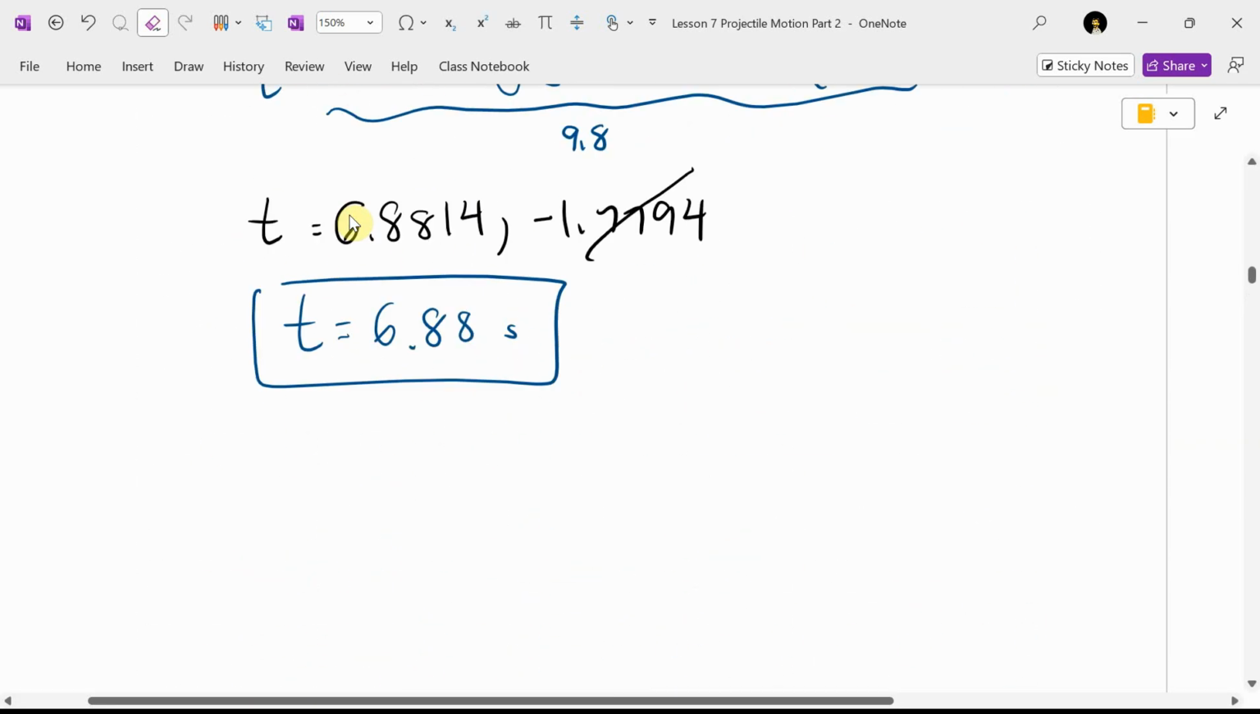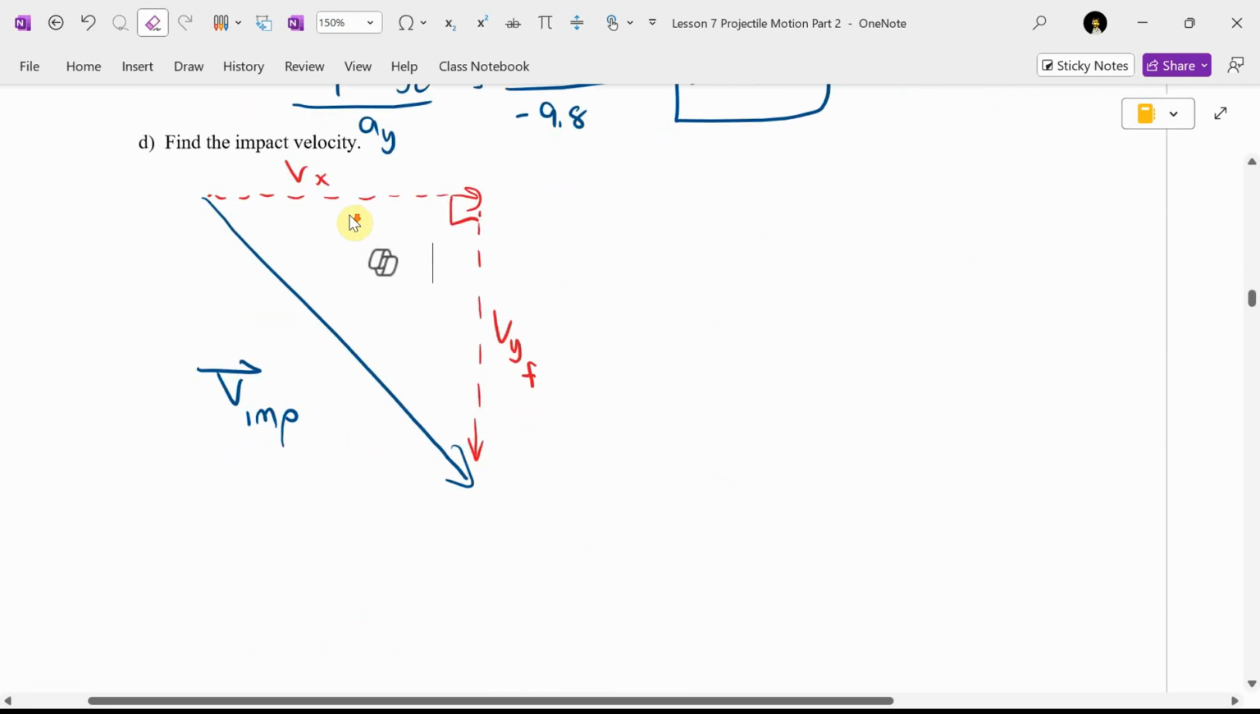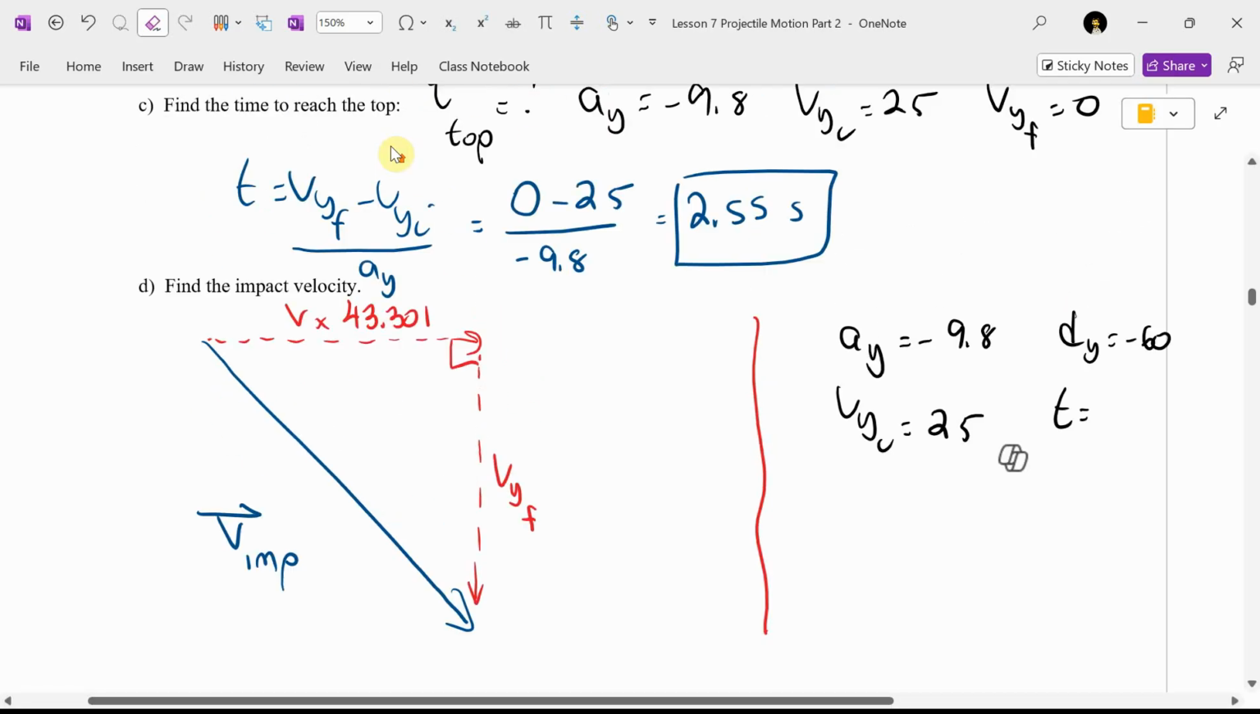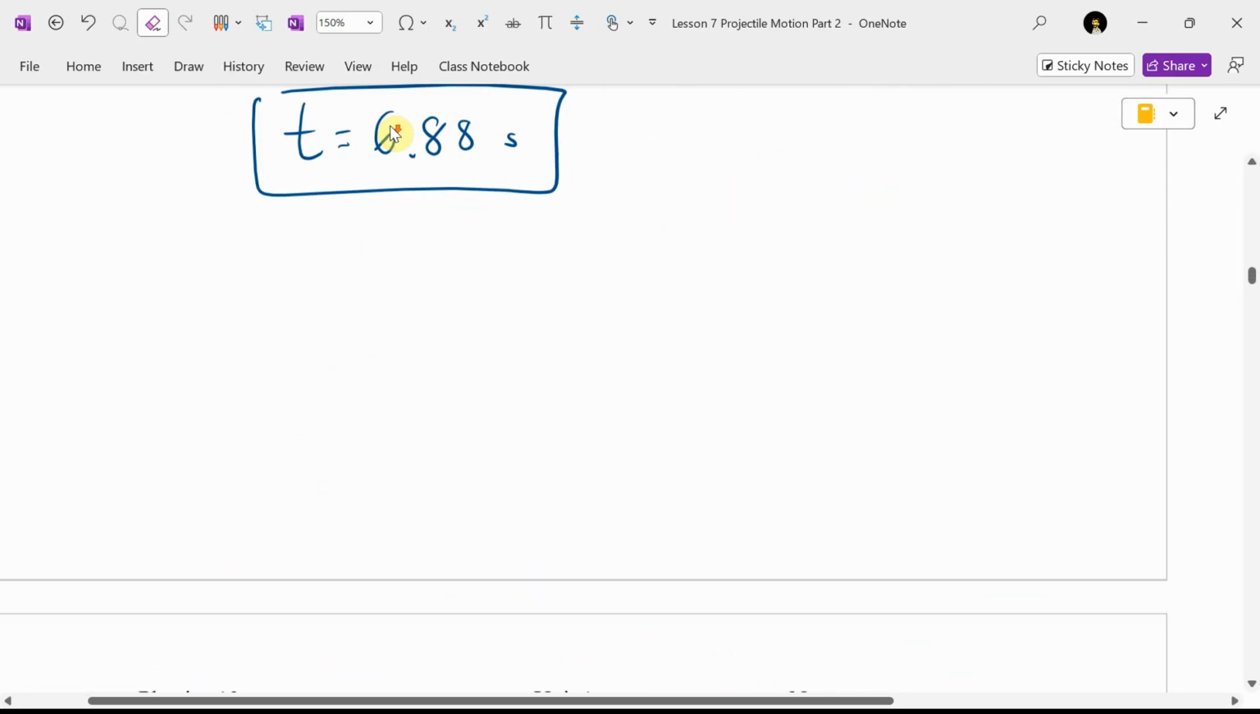So I can use that. It's going to be, what was it, Mr. Dueck? 43.301. Do I know how fast it's traveling vertically right when it hits the ground? No. So I'm going to walk over here and do a mini, not full, t-table, just the vertical section. I'm going to say, okay, I know AY equals negative 9.8. I know Vy initial was 25. I know dy was negative what? Oh, and I know the time of impact, that was the total time, that was 6.8814.